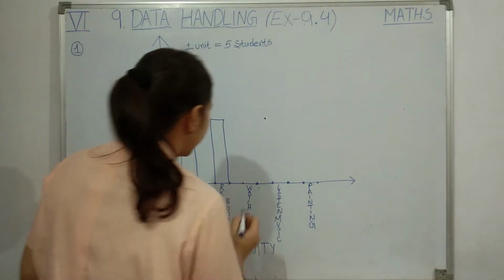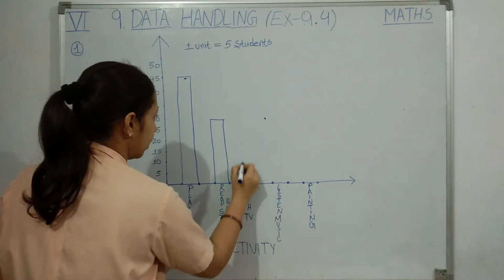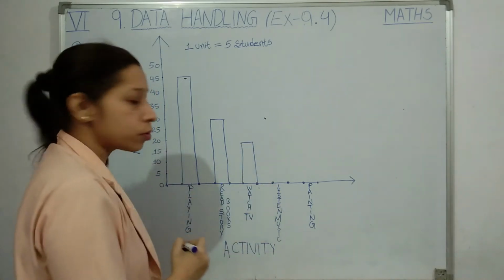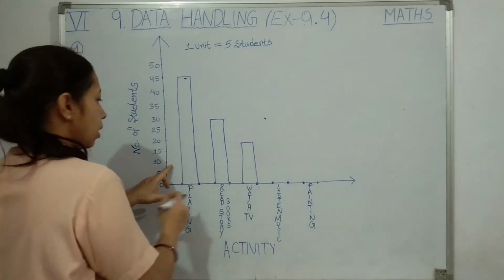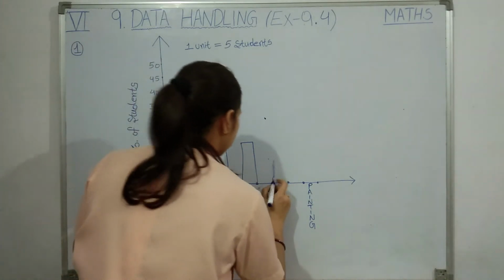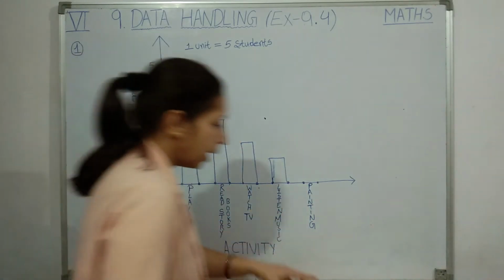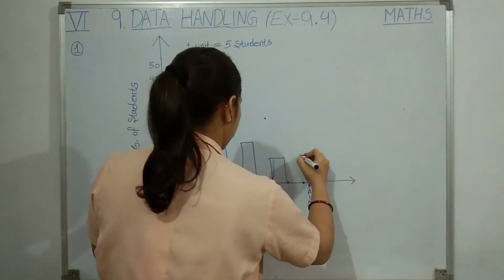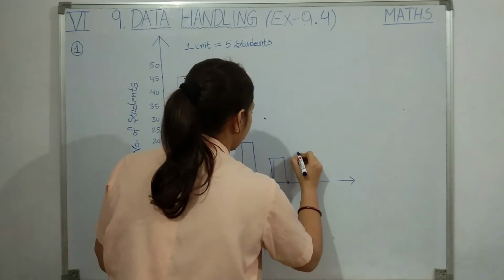Then watching TV 20. So mark here 20. You can see. Understood students? Then listening to music, 10 students like it. Here I have marked 10. Then again spacing. Then painting is preferred by 15 students. So here my 15th point is there. So here I will be showing 15.